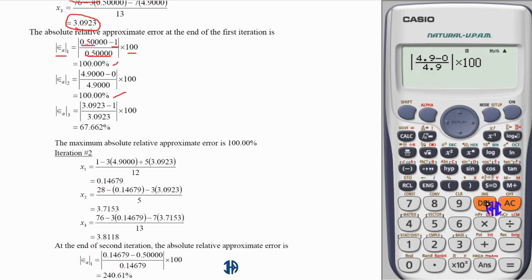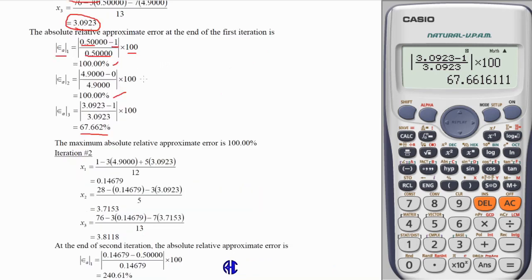So ang bagong nakuha natin is 3.0923. Then minus 1. 3.0923 then equals that is 67.6616 or 62. So ito yun. So medyo malaki-laki pa. Pero as per sa initial condition, dalawang beses lang natin i-reiterate yung equation. Okay.